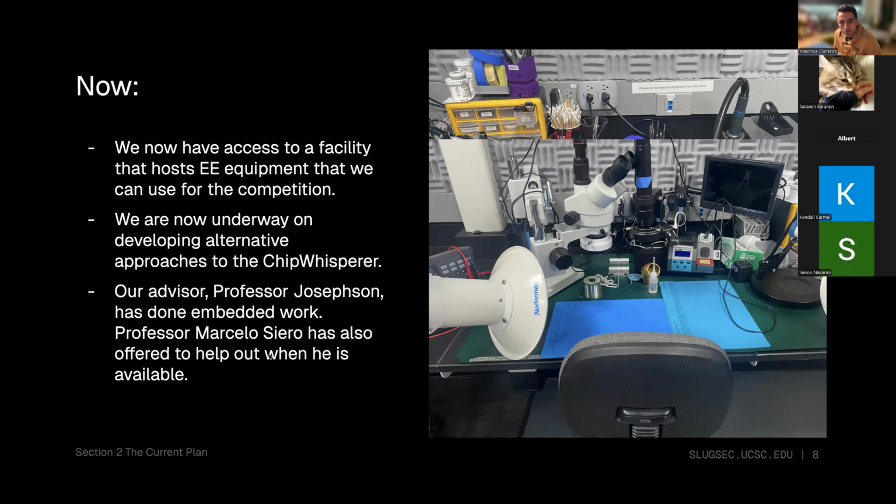Also, Professor Marcelo Hero has offered to help out when he's available. When I talked to him about some of the things you're going to learn today, he found it very interesting because he told me that a lot of what we're doing here mirrors what he did in industry, debugging CPUs and finding out where something was going wrong. A lot of those skills will apply to the work you're going to see here.